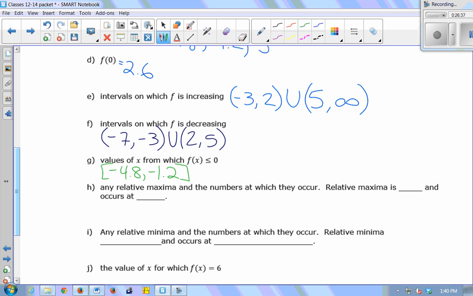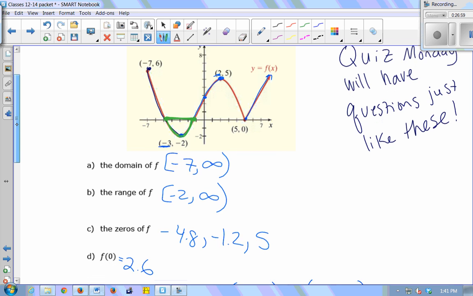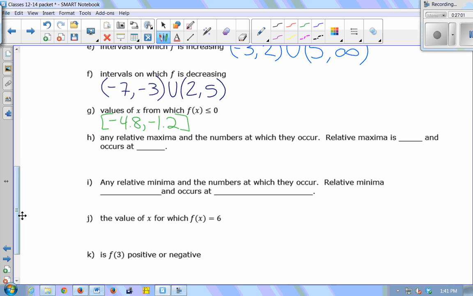Okay, relative maxima. Where do I have a relative maximum? What's the address? 2. The address of my relative maximum is x equals 2. What is the value of my relative maximum? 5. There you go. So it lives at x equals 2, and it is 5. So my maximum lives at x equals 2, and it is 5. So my relative maximum is 5, and it occurs at 2.